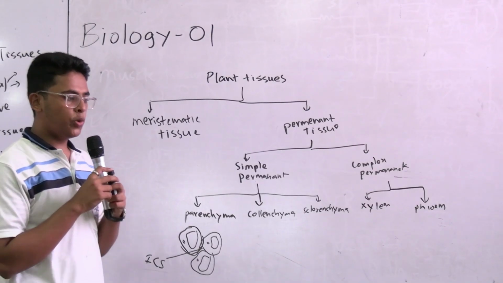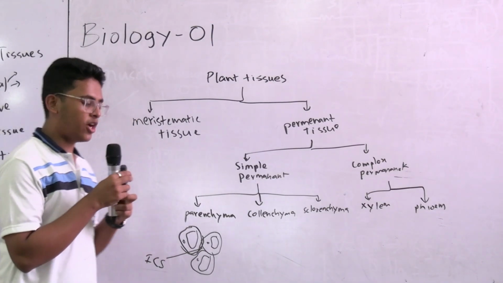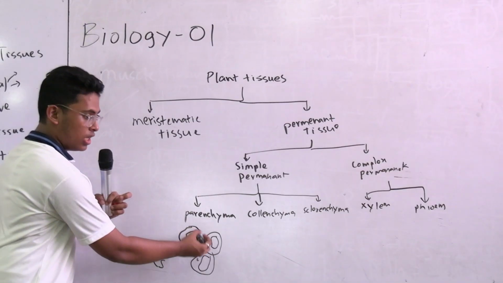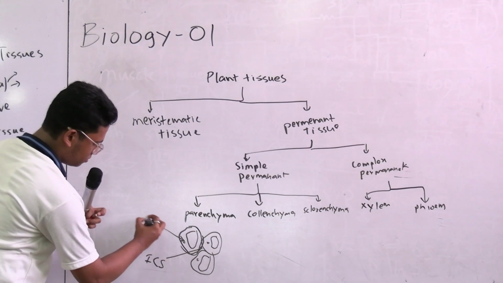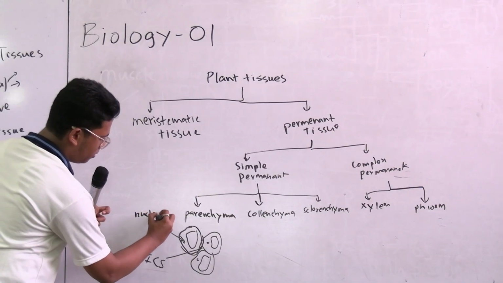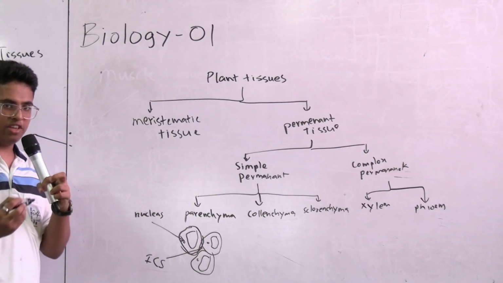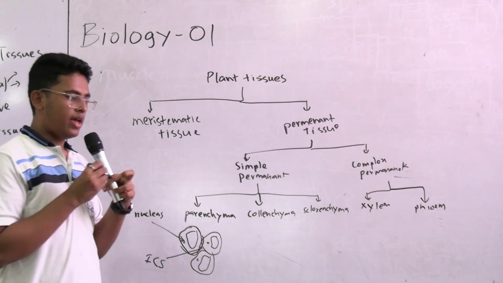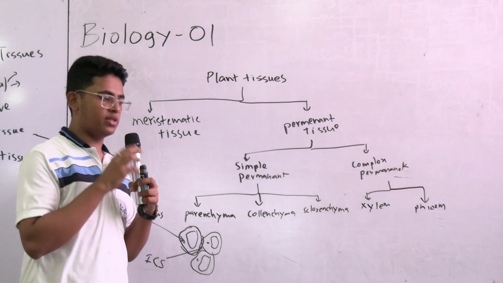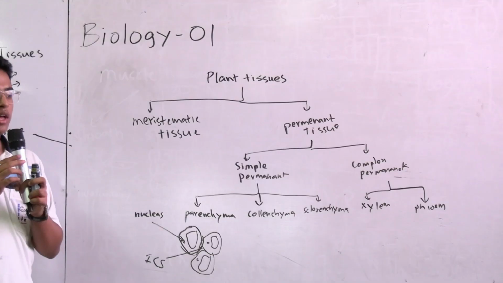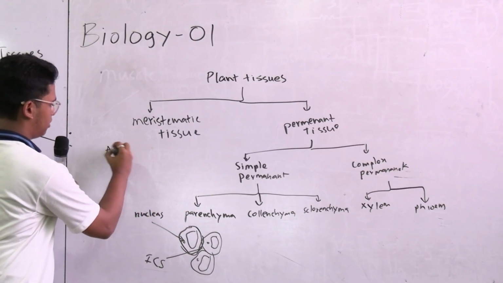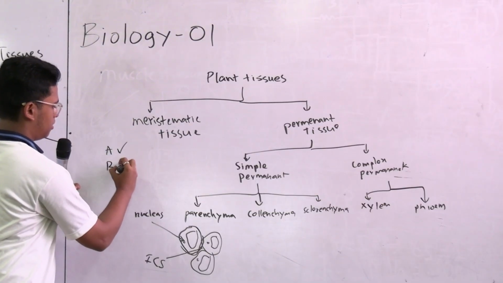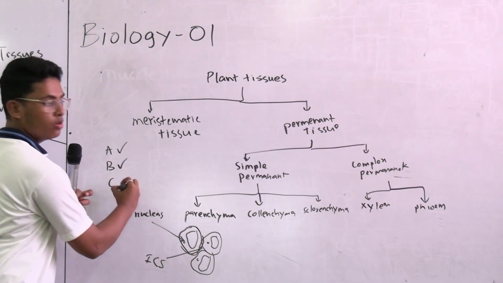A statement says nucleus is present in the periphery in the cytoplasm. Because the central vacuole is very huge, the nucleus of the cell will be located towards the periphery, right? That's a key feature of parenchyma cells. And C statement says no intercellular spaces. No, parenchyma cells have intercellular spaces in them. So only A and B statements are correct. A is correct, B is correct, C is wrong.